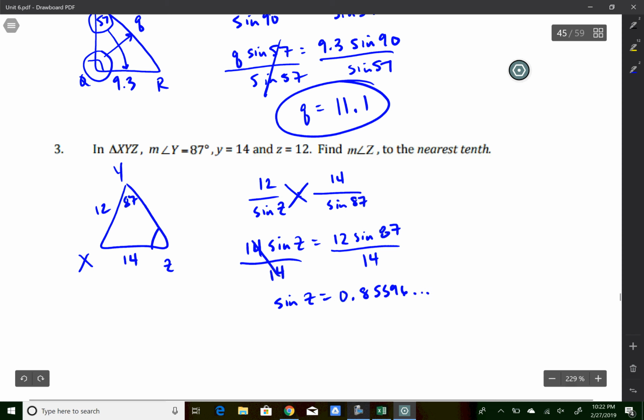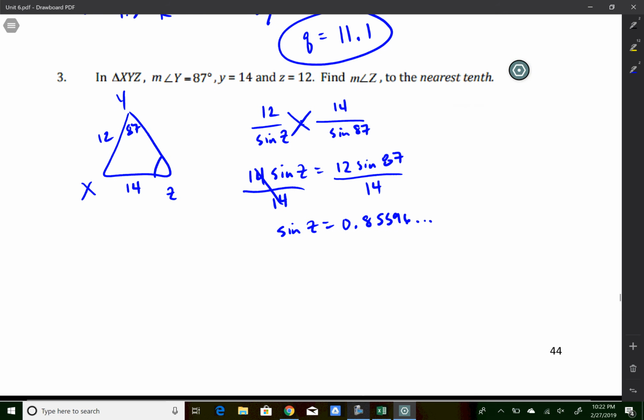Not my answer yet, so I don't want to round it yet, so I'm going to leave it in my calculator. Now, one of the things that we learned throughout this whole chapter is if I want to find a side, just type it in your calculator. But if I want to find an angle, I got to do a little bit more thinking. I have to get z by itself by using inverse sine. So there's always that one extra step.